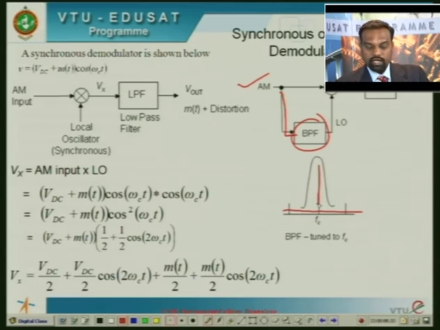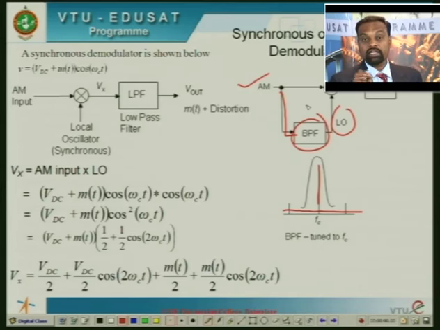Whatever your AM signal is, if it is passed to the band pass filter, the band pass filter will allow the frequency components only in the range of FC. All other frequencies will be removed by the band pass filter. The output that you get here is only going to be the carrier signal, and that is what we call LO. So the signal we get here is cos of omega ct.